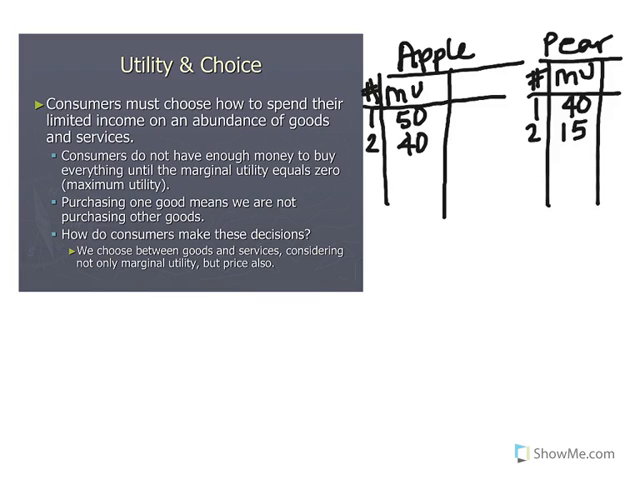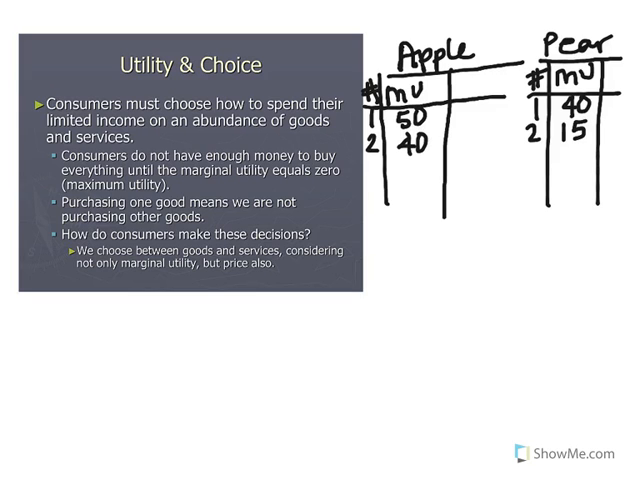So in other words, I can clearly see that I derive more satisfaction from consuming that first apple and that second apple as opposed to the pear, just by looking at the amount of satisfaction that each unit is giving me. However, we have limited income.